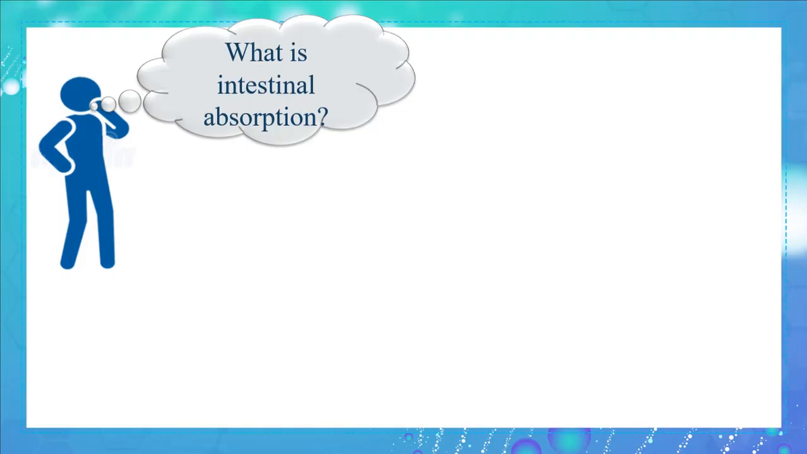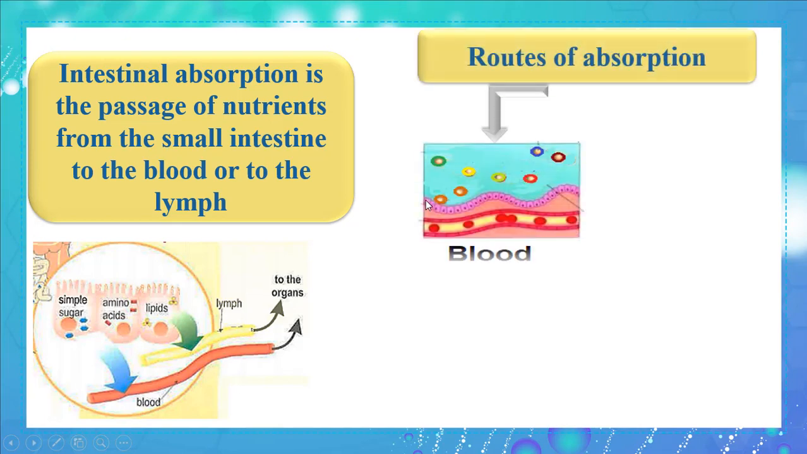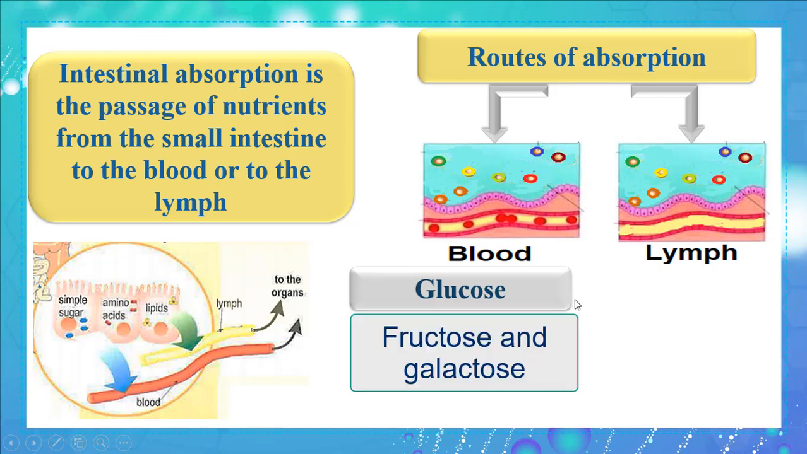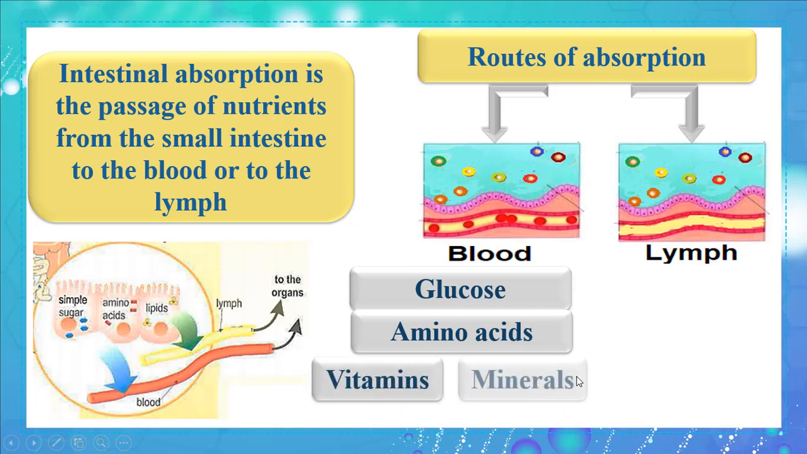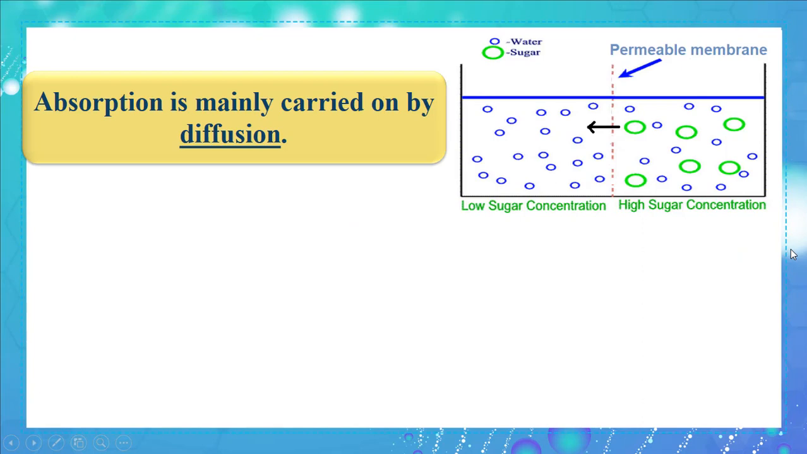What is intestinal absorption? Intestinal absorption is the passage of nutrients from the small intestine to the blood or to the lymph. Then, the routes of absorption are blood and lymph. Glucose, as well as other monosaccharides like fructose and galactose, amino acids, vitamins and minerals all pass into the blood, except for fatty acids and glycerol, which pass into the lymph. Absorption is mainly carried out by diffusion.